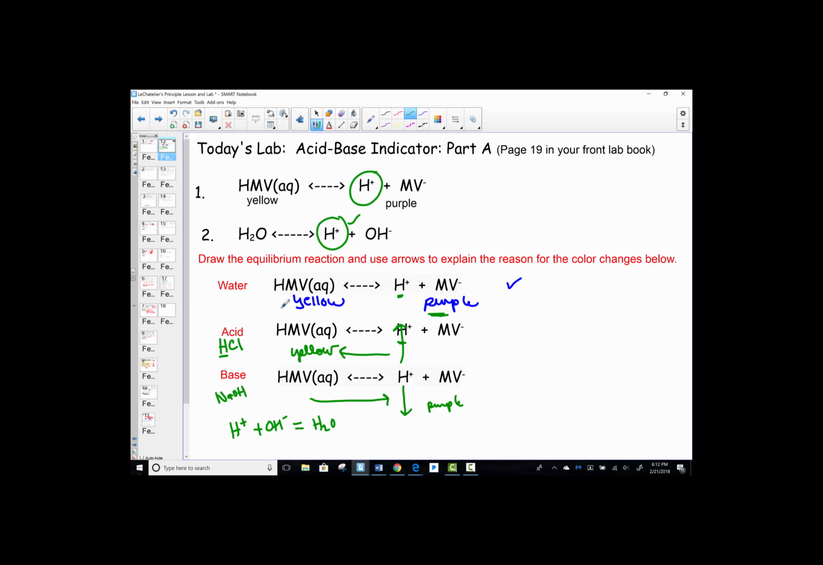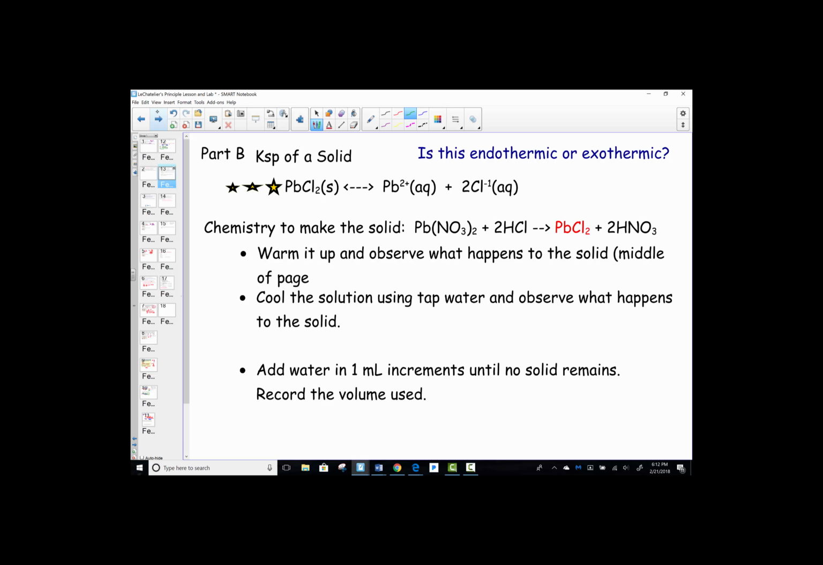Test out the indicator. It's called methyl violet. You'll do so in one test tube by adding water, then add acid, then add base. And you can sit there all day long and add acid, add base, and see the colors go back and forth, back and forth. That's the acid-base indicator for part A. Let's turn the page and I'll talk about part B, the KSP of a solid.